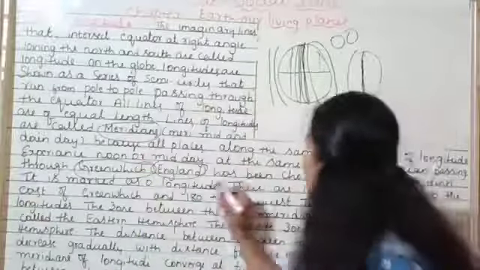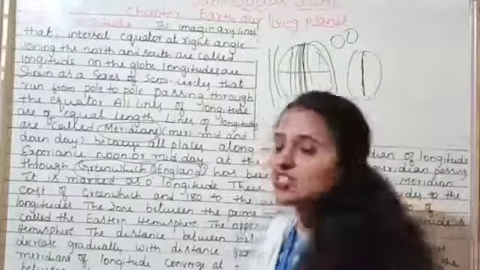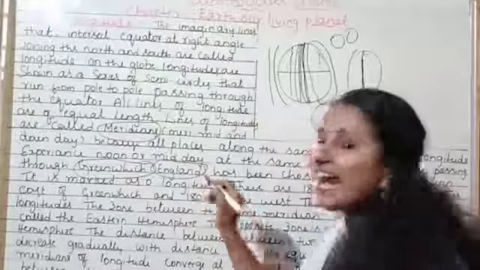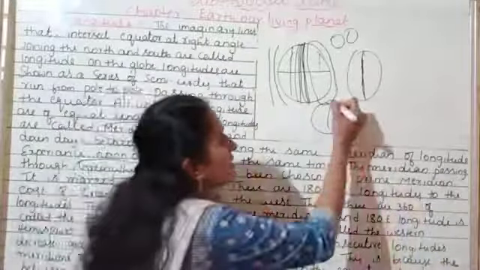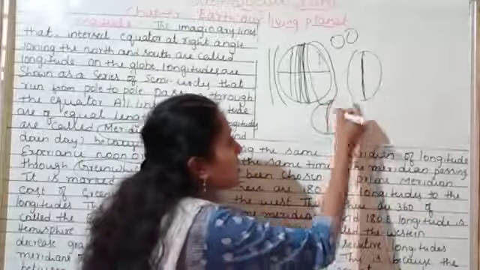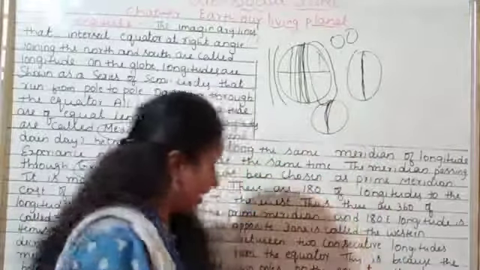The Greenwich, England has been chosen as the prime meridian, children. The Greenwich, England is considered as the prime meridian. You can observe here the exact middle line, the first line in the middle, children, that is considered as the prime meridian.